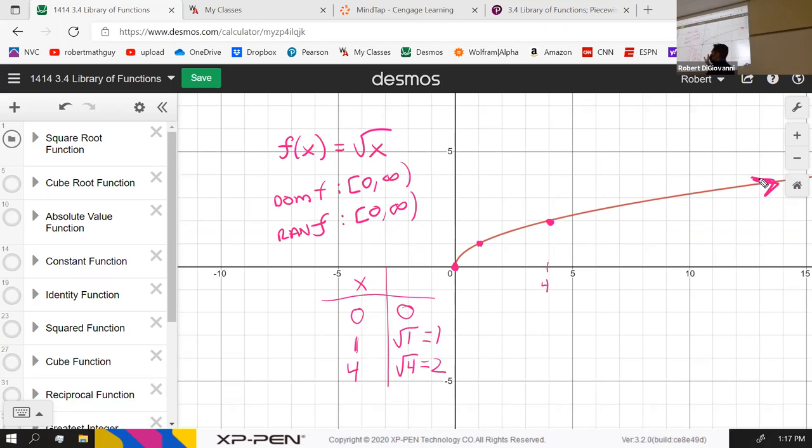Why is there no picture over here? Why is there no picture on the left-hand side? Because what? What is positive? What do you mean? Well, what's underneath the square root has to be positive, right? We cannot take the square root of a negative number unless we want to start talking about imaginary numbers. But like I said, we're not ready to deal with imaginary numbers. So for us, nothing will exist to the left. We good? Y'all ready for the next function?